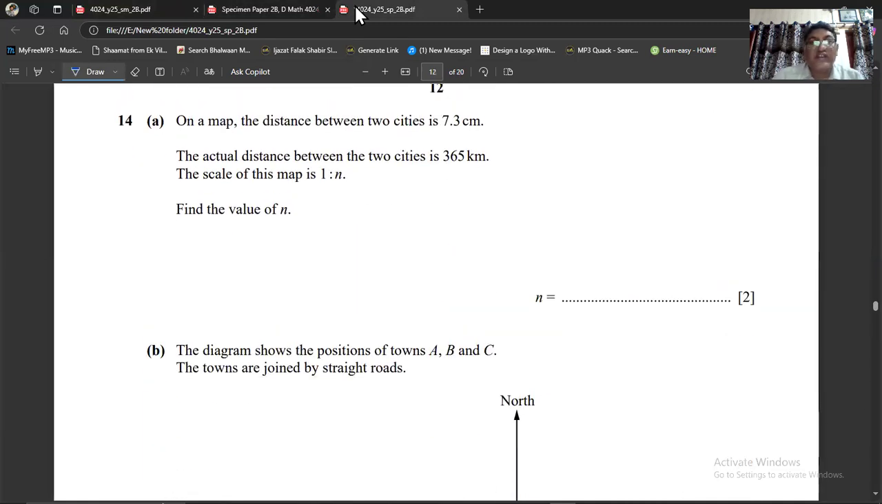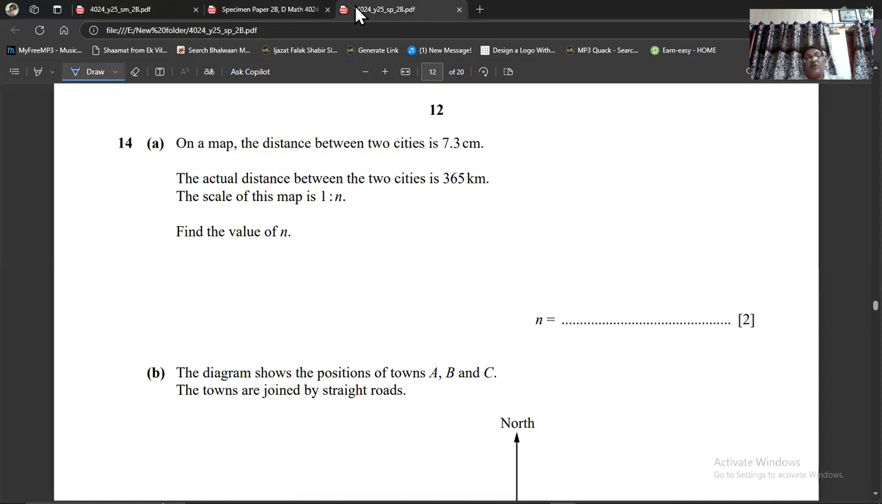Next question on your screen is question number 14. He says, a part on a map, the distance between two cities is 7.3 centimeters. The actual distance between the two cities is 365 kilometers. The scale of this map is 1:n. So this is map ratio actual. This is 1:n. Find the value of n.